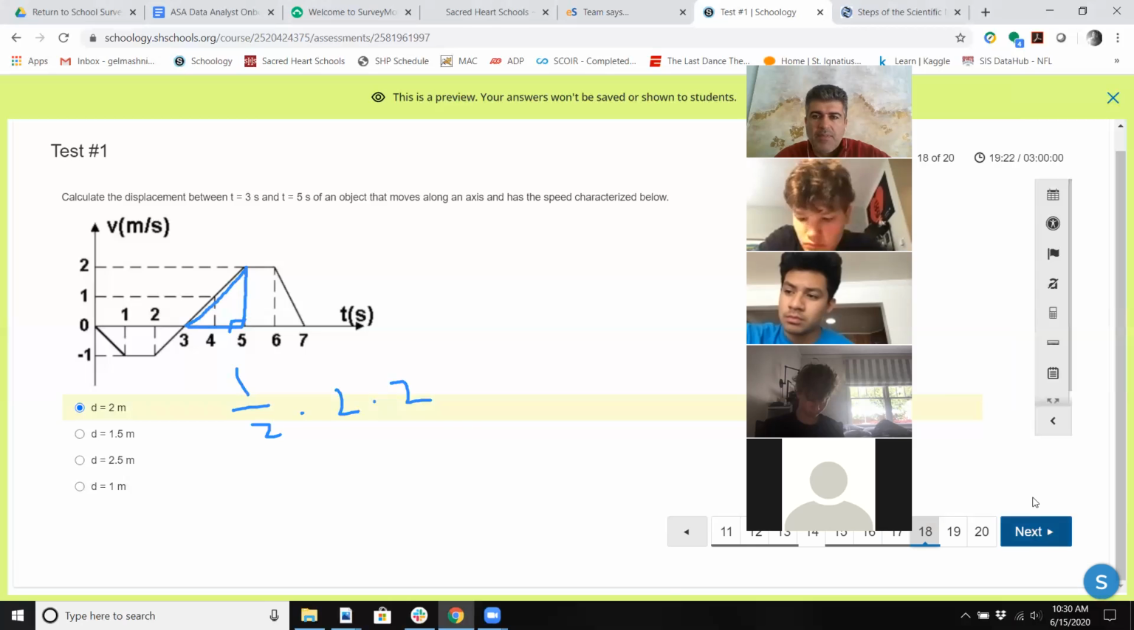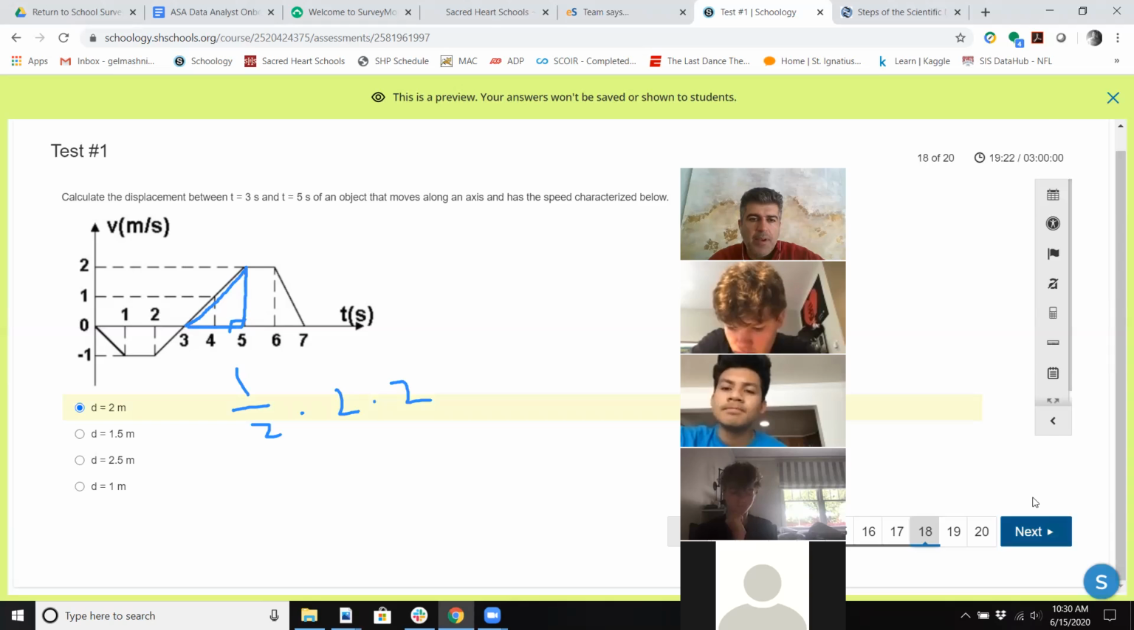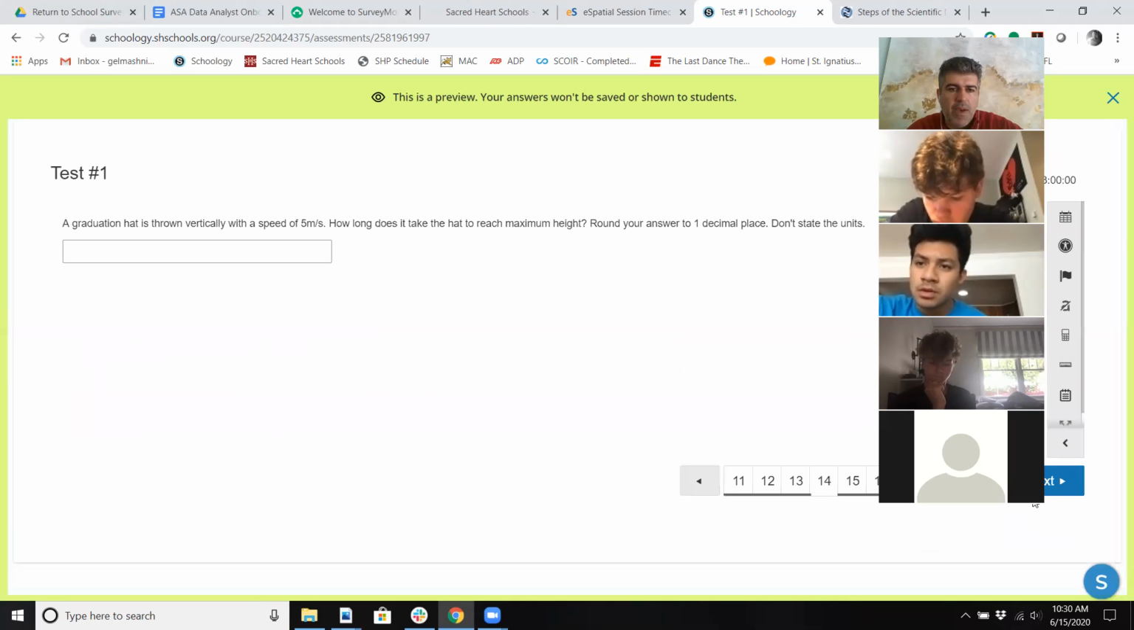Okay, 19. Okay, this one, you throw your graduation hat up in the air with a speed of 5 meters per second. Obviously, it's going to slow down. And when you do hit the height, your final velocity is going to be 0 when you're at the maximum height. So we have final velocity, initial velocity. We want time. And we know acceleration, of course, is -9.8.